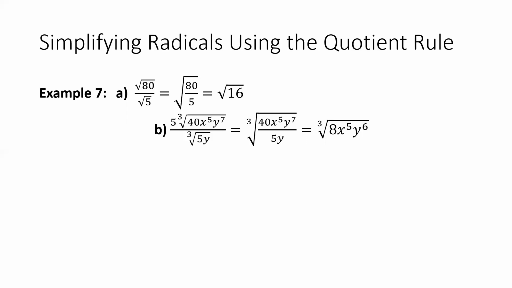I have a 5 times the cube root of 40 times x to the 5th, y to the 7th over the cube root of 5y. I somehow abandoned my 5 in front of my entire root, so that's a mistake, but it doesn't really affect the question. And so now I'm going to try and push everything together, make it a single fraction, and hope that that makes my life easier. So now I have a single fraction. 40 divided by 5 is 8. X to the 5th, there's nothing to divide, so it just stays x to the 5th. And then y to the 7th over y gets me y to the 6th.